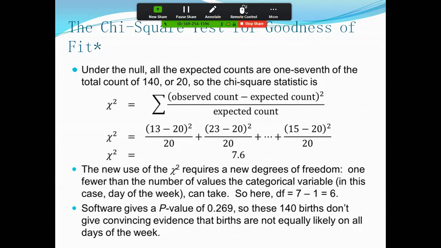The new use of the chi-square requires new degrees of freedom, one fewer than the number of values the categorical variable, in this case days of the week, can take. So here df equals 6. Software gives a p-value of 0.269. So these 140 births do not give convincing evidence that births are not equally likely on all days of the week, because a p-value of 0.269 is not a small p-value.